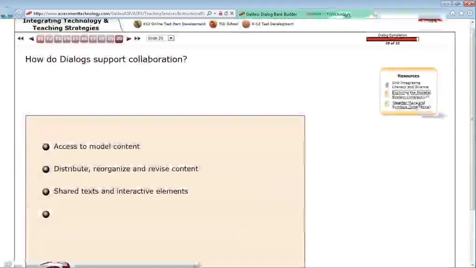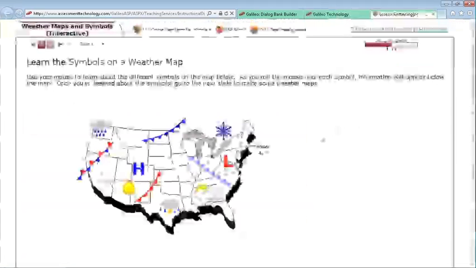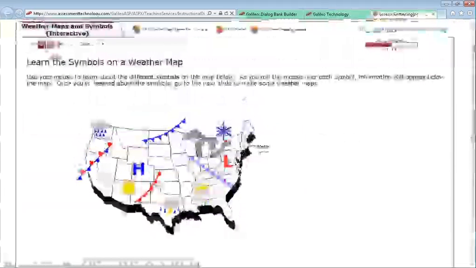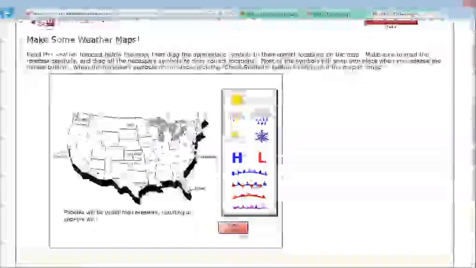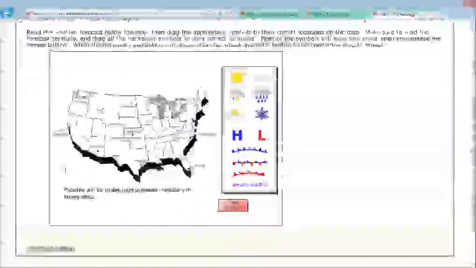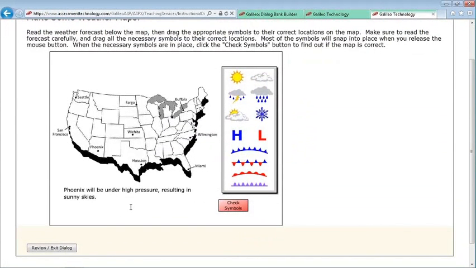The second interactive I wanted to show you is our weather map, again from elementary science. Students are introduced to the ideas of the weather map and then asked to make some forecast maps. For example, we're going to start with Phoenix with sunny skies, which is a real surprise for none of us. So we're going to grab the sun and say a little sun in Phoenix, and we've got some high pressure. Well, I'm going to make a mistake. I'm going to think that's low pressure, see what happens.